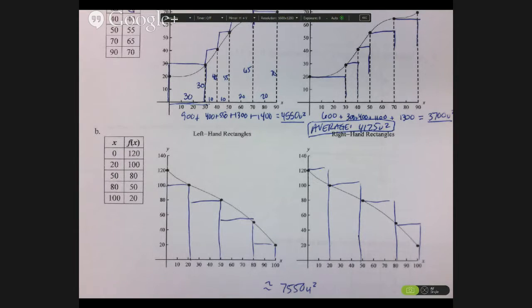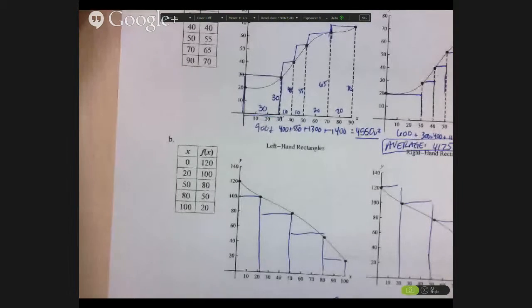So go ahead and try to finish this. It's due tomorrow. The whole thing. Yeah, it shouldn't take you that long.